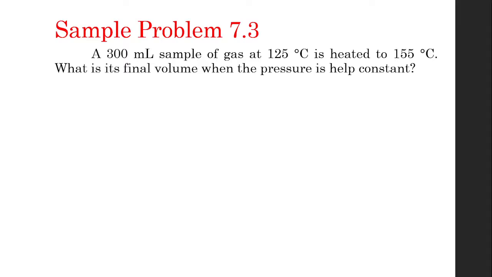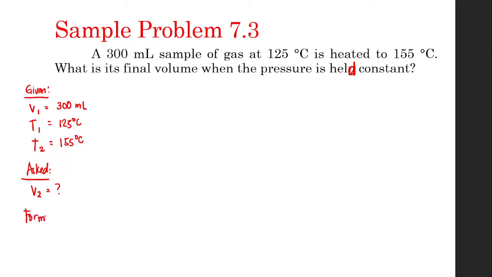A 300 ml sample of gas at 125 degrees Celsius is heated to 155 degrees Celsius. What is its final volume when the pressure is held constant? Okay, so let's write our givens. We have our V1, which is 300 ml, and this 300 milliliters of gas is at 125 degrees Celsius. So the temperature is 125 degrees Celsius. What if I heated my gas from 125 degrees Celsius to a final temperature of 155 degrees Celsius? What it's asking is what would be its final volume.